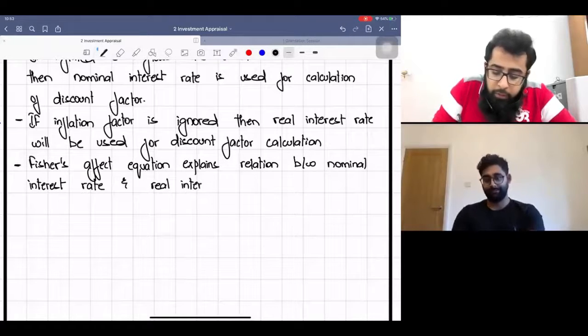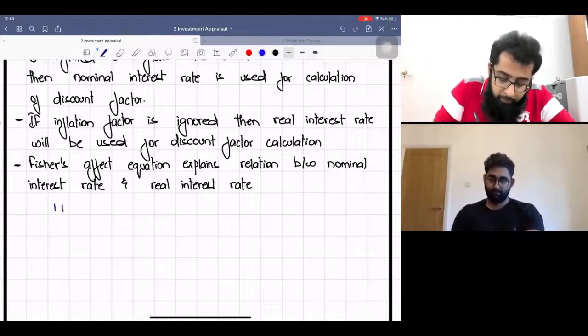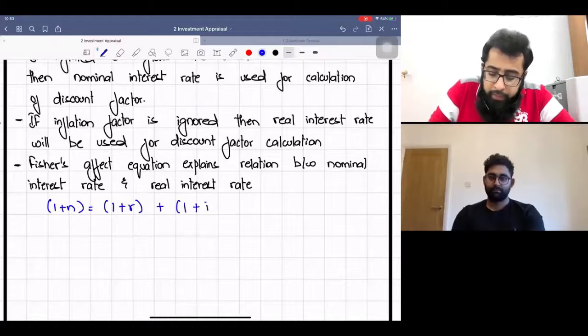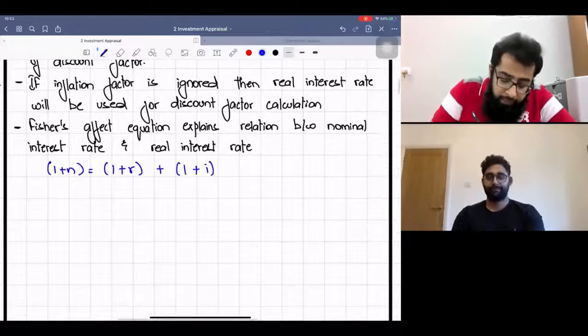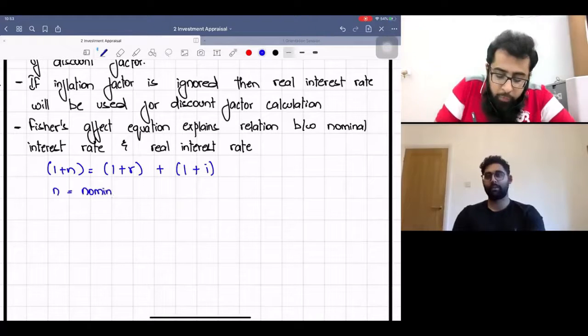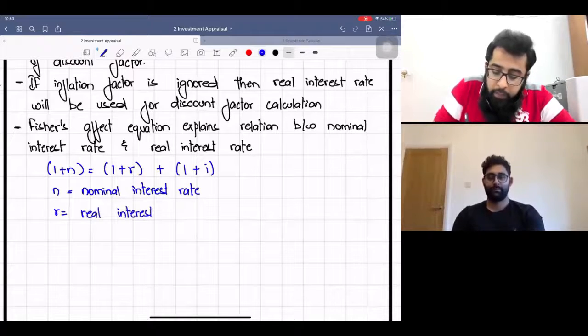Now, what is the equation? 1 plus n is equal to (1 plus r) times (1 plus i). Here, n is the nominal interest rate, which includes the impact of inflation. r is the real interest rate, which does not include the impact of inflation. And i is the inflation rate.